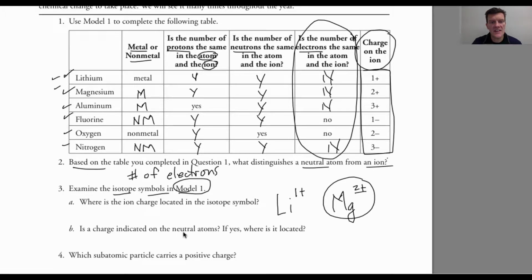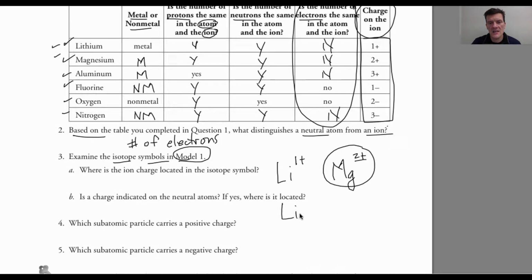Is a charge indicated on the neutral atom? No, there is no charge. If you just see Li, it is understood that it is neutral. You have the same number of protons. Number of protons equals number of electrons. These are your two charged particles in your atom. Positive protons, negative electrons. If you have the same number of both, then it's going to be neutral, and there's no charge written on the element symbol. Okay? Which subatomic particle carries a positive? We already mentioned that. That would be your proton. And the negative would be your electron.